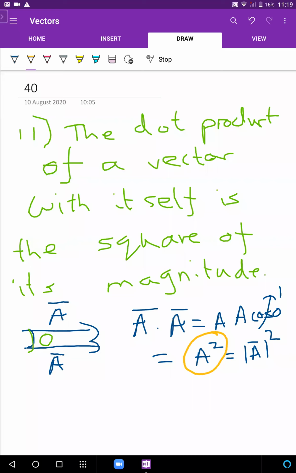The dot product of a vector with itself gives the square of its magnitude. एक ही बात है, दोनों सिंबल से represent किया. Okay. Copy कर लो. Dot product of a vector with itself gives the square of, not the vector, square of the magnitude of the vector.